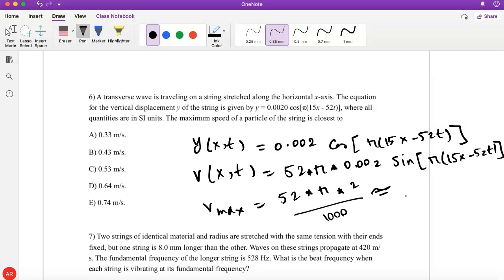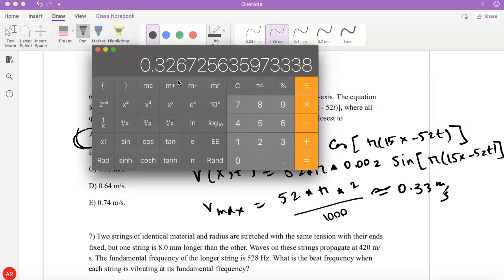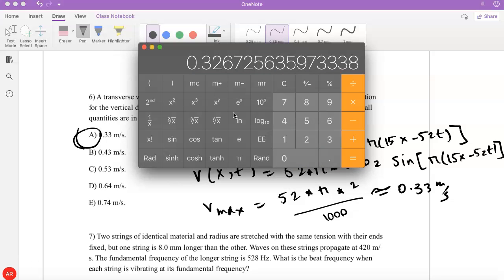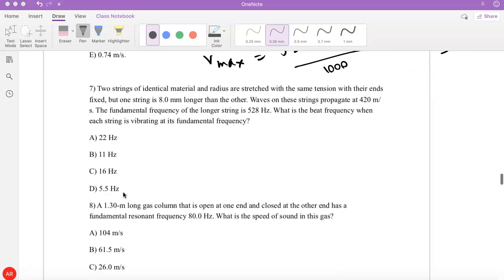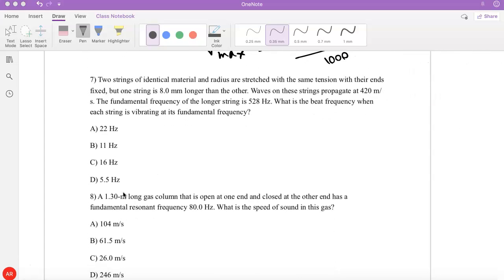So it's 4% of 3 times 14. Yeah, that sounds reasonable. So I think A is the correct answer here. I just double checked that with a calculator. Up to 2 significant digits, it's 0.33. That's the number you get if you multiply these things. Okay. So next question. Two strings of identical material and radius are stretched with the same tension, with their ends fixed.